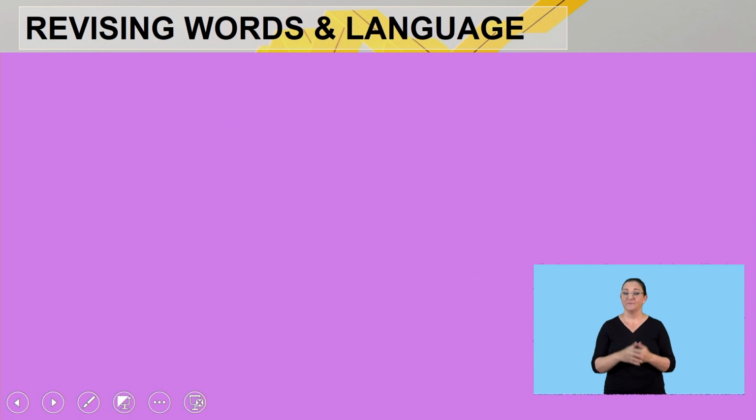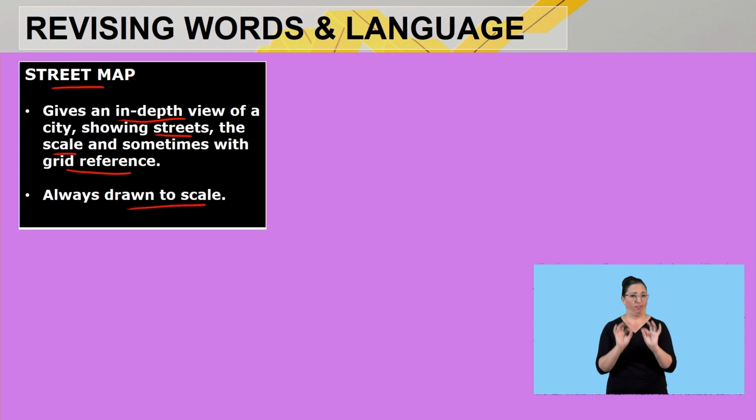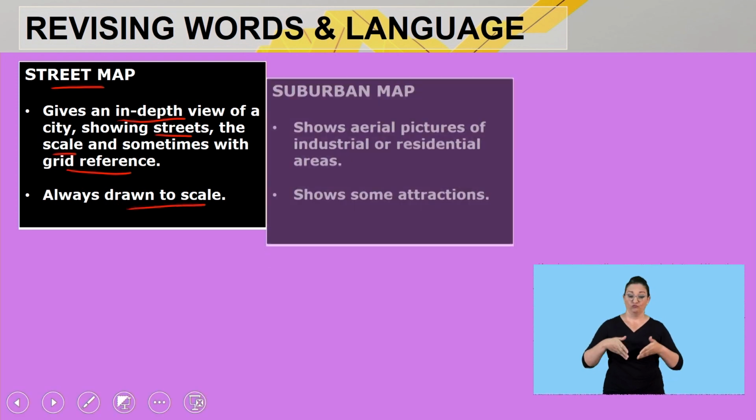Are we clear? Now, I would like us to look at more important language. Here I've indicated a street map. It gives an in-depth view, as I've just explained, of a city, showing your streets, the scale of the map, and sometimes also grid reference. Very important to note, it's always drawn to scale. So that's the definition of a street map.